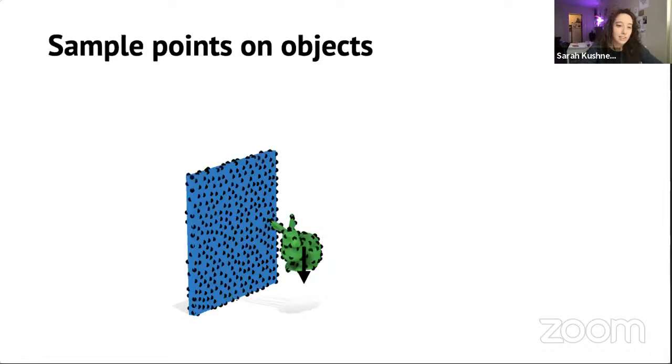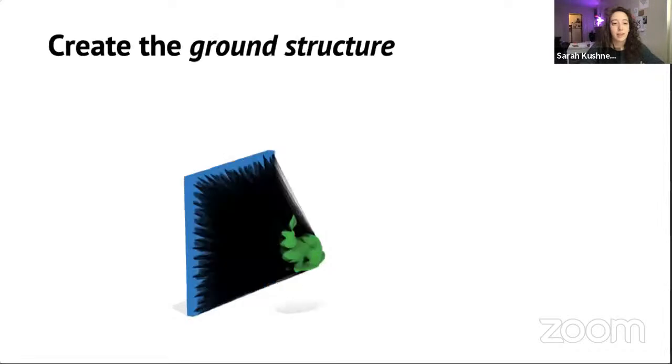To start working on this goal, we first sample points on the surface of every object in the scene, and we create what is called the ground structure. This is a complete bipartite graph between all the points, and we're going to be extracting edges from this graph, which will become rods in the resulting truss.